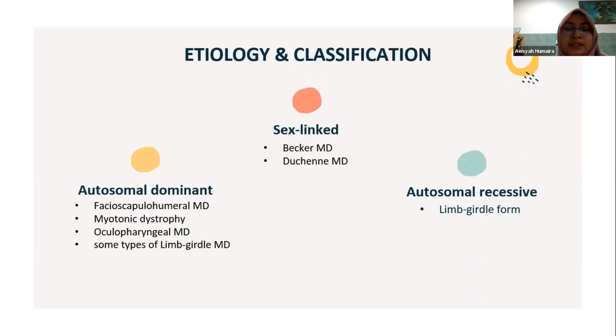Okay, so the etiology, as I said earlier, is caused by gene mutation. So the etiology is abnormality in the genetic code for a specific muscle protein. They can be classified by inheritance patterns, which are autosomal dominant, sex-linked, and also autosomal recessive. So the sex-linked ones are Becker and Duchenne. The autosomal recessive is limb-girdle, and the others are autosomal dominant.